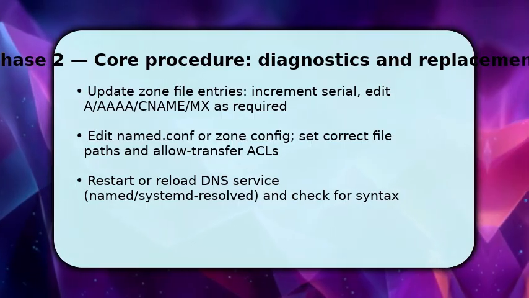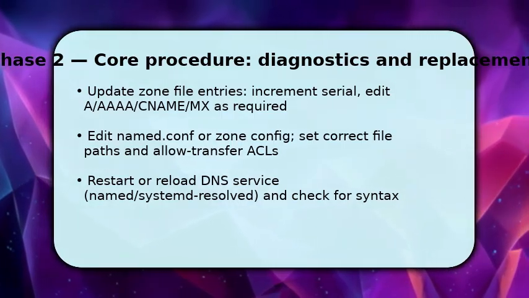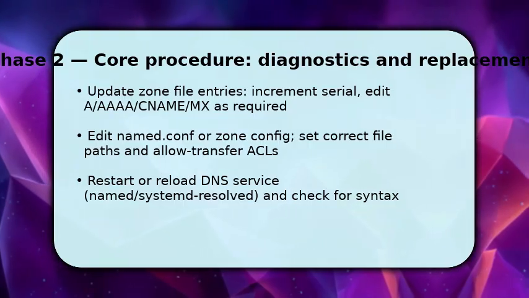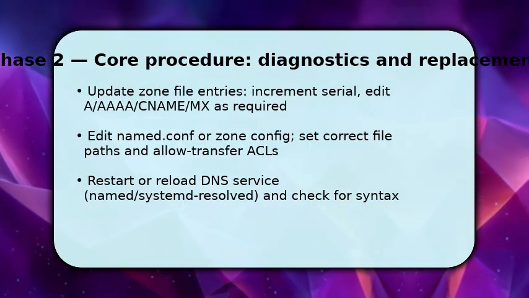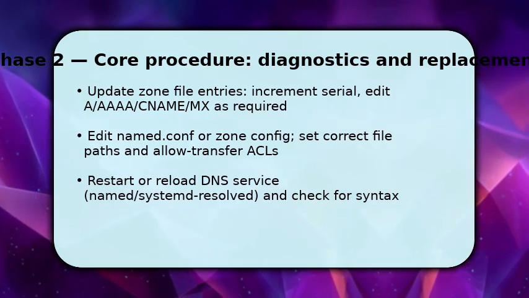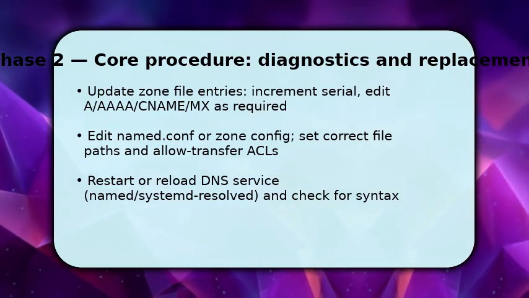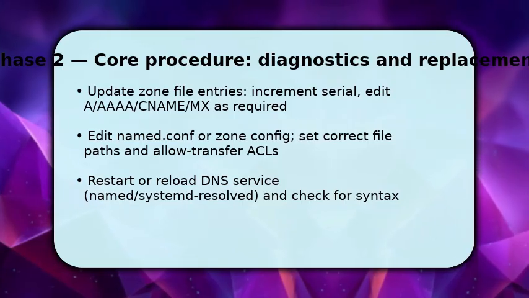Next, update named.conf or your DNS service config with correct zone file paths and secure allow-transfer ACLs for secondaries. Then reload or restart the DNS daemon so the change applies. Check the service status and journal for syntax errors.